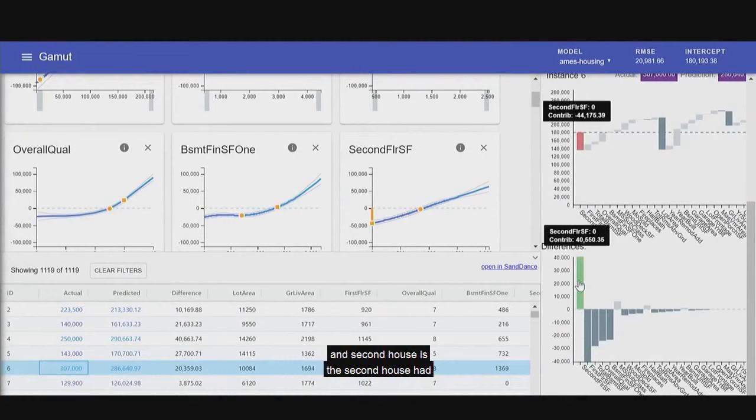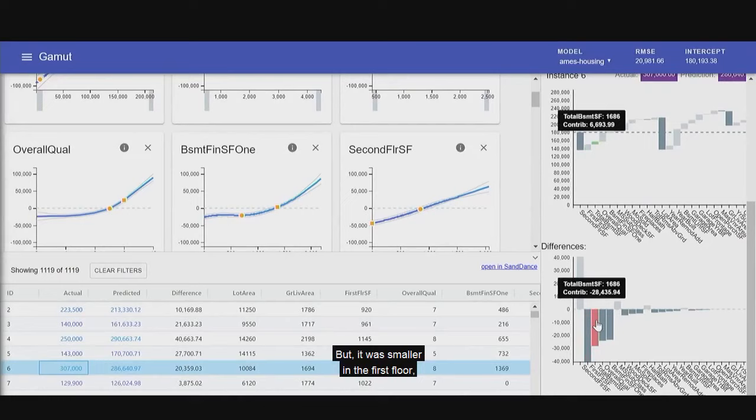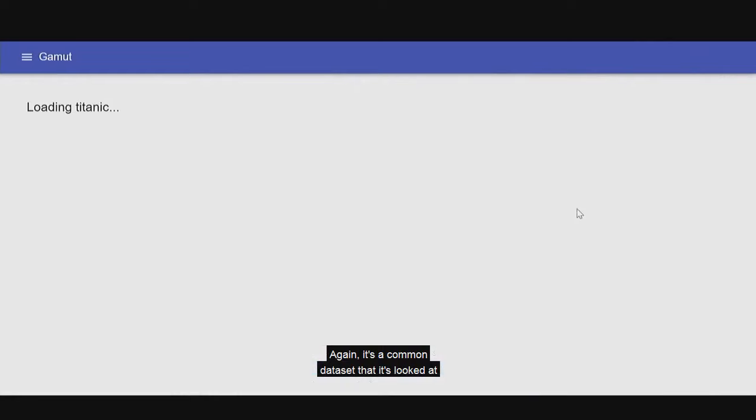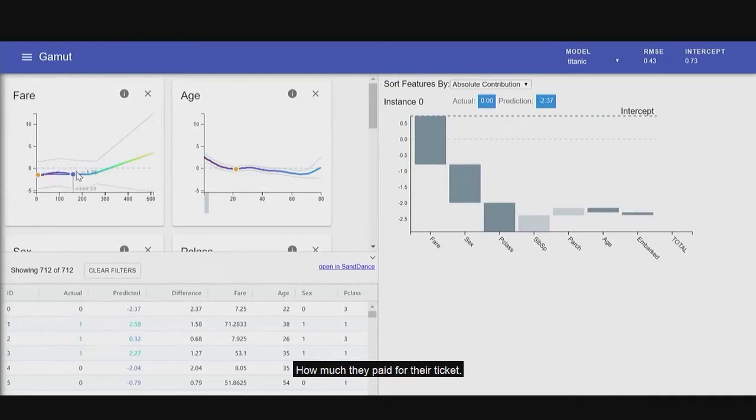But it was smaller on the first floor, it had a smaller basement and a bunch of other qualities. Now, I mentioned before that we can look at the Titanic data that we already looked at. Again, it's a common data set that's looked at here. And we can say, okay, fair, how much they paid for their ticket makes a big difference as we go up and up and up. We saw that.